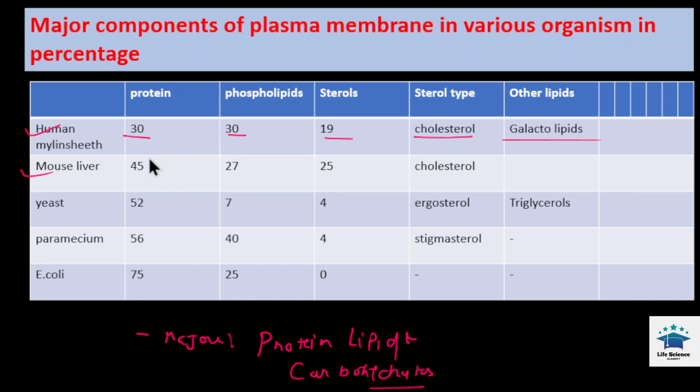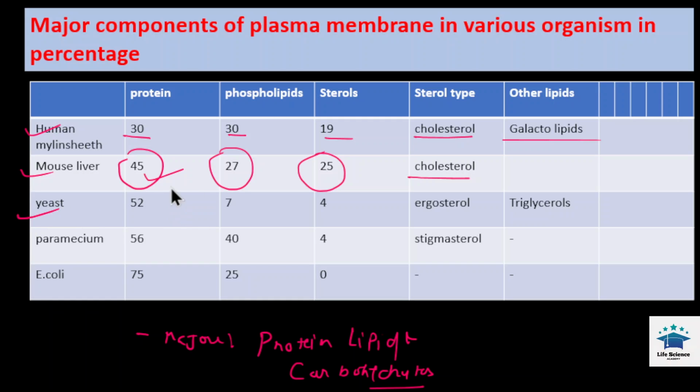Like mouse liver, it constitutes 45% protein and phospholipid 27%. Here, phospholipid is the major constituent as compared to other lipid moieties, and sterol is 25%. And this sterol is a cholesterol molecule. So depending upon the organism, organ system, and tissue, whether the requirement is lipid, protein, or sterol, these three things define the actual property of the plasma membrane and the actual organism.